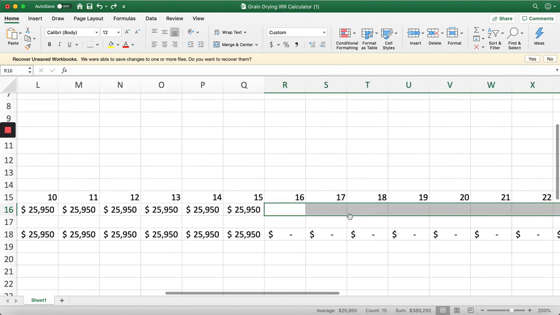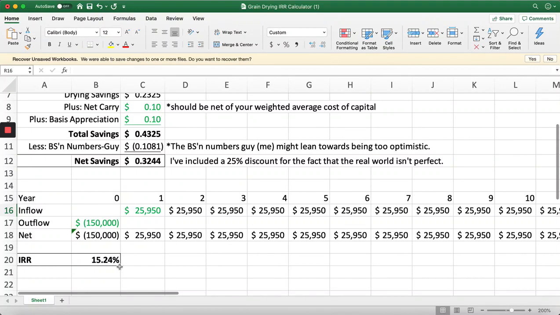So we were at 17.15%. We removed the last 15 years, and we are now at 15.24% annualized rate of return on that grain storage investment, a powerful example of the time value of money.